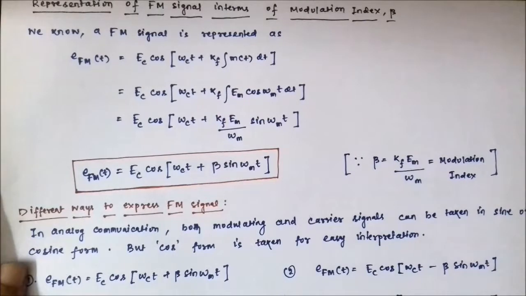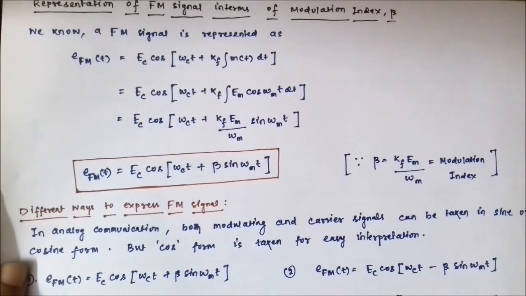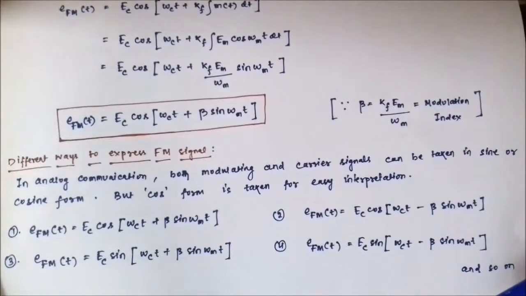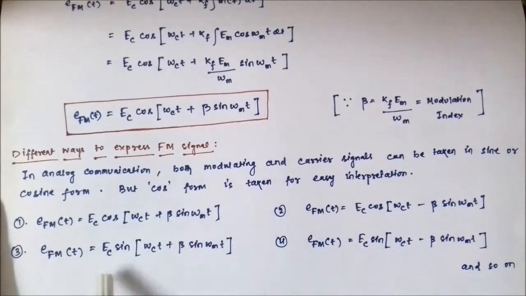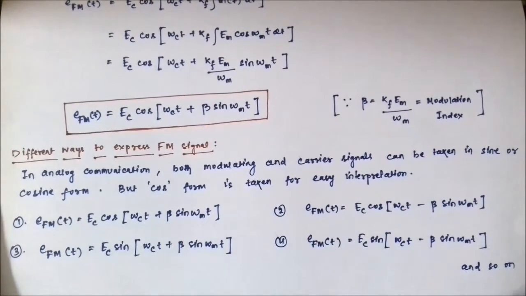There should be no confusion related to that. The carrier signal can be in sine form, it can be in cosine form. The message signal can be in sine form or cosine form. There is no problem with that. So here are the different ways in which the frequency modulated signal can be represented.